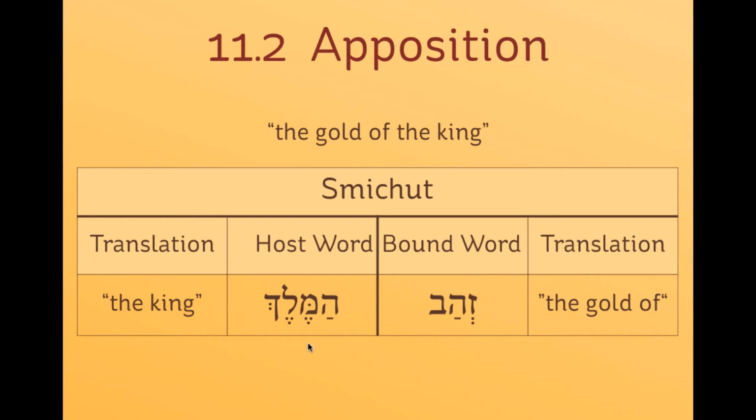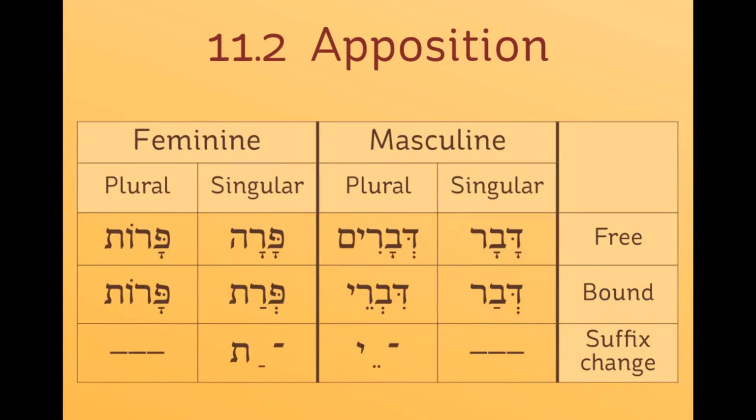Zehav ha-melech. And when it binds the two nouns together, usually you have initial vowel reduction in the bound word. So one way to recognize a smichut is recognizing that you have a bound word. Remember, free is the flashcard form that you have memorized. Bound is the first word in a smichut. So you can have initial vowel reduction like here, a shva and a patach. You can have syllable reduction, 2 instead of 3.